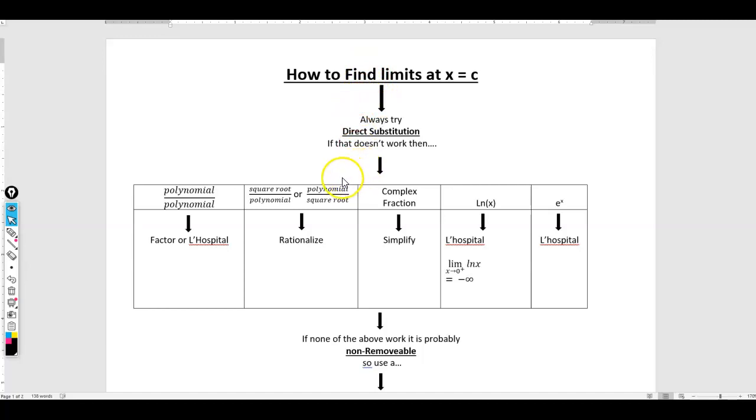But anyway, if it doesn't, there's basically 5 different cases that I want you guys to be aware of. First of all, if you have a polynomial over a polynomial, just do L'Hopital. You can factor it and cancel out what they have in common, but it's kind of unnecessary. I would just say do L'Hopital. If L'Hopital applies, which it probably would, you would have to get 0 over 0 or infinity over infinity.